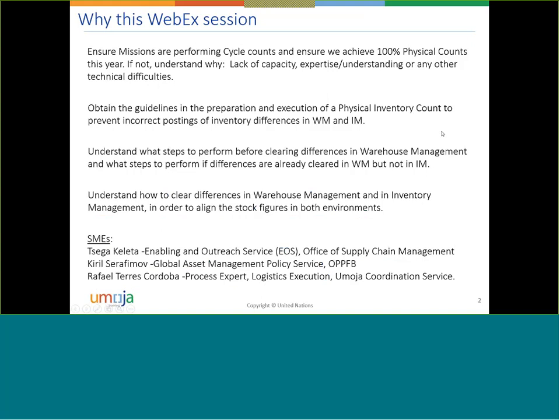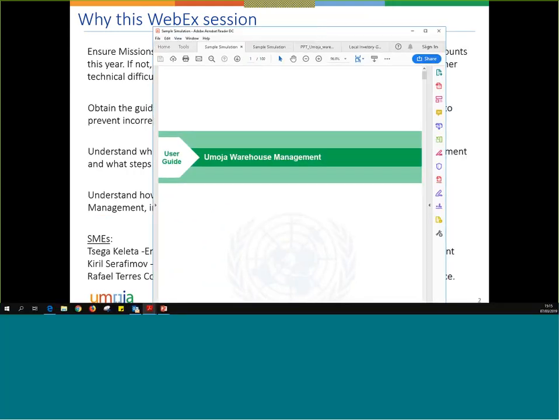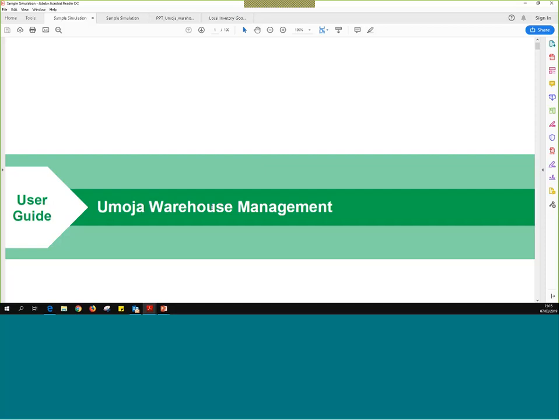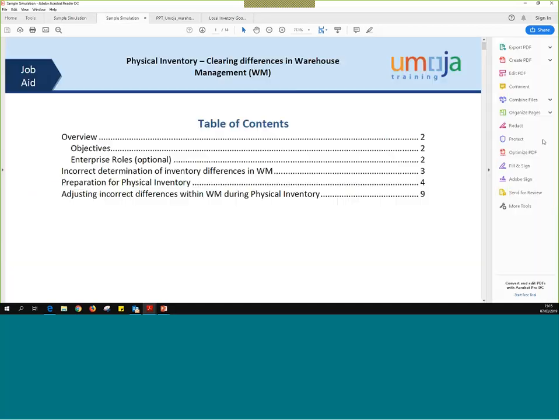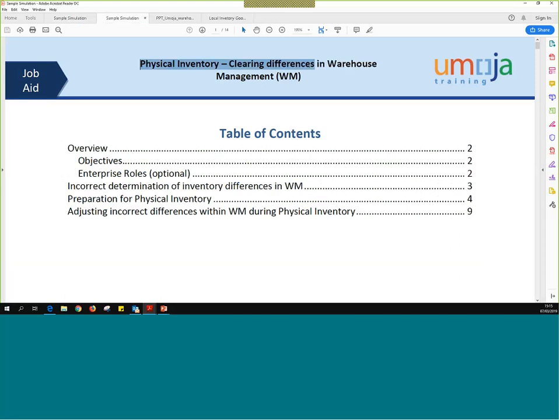Okay, so before I even move forward with the presentation, I just want to make sure that you understand that all the information you're getting from this presentation comes directly from job aids and user guides that are available to all of you on iSeek. The one we have here is the Umoja Warehouse Management User Guide, so some information comes from here. One of the ones we're going to be focusing on the most during this presentation is this one here, Physical Inventory Clearing Differences in Warehouse Management.